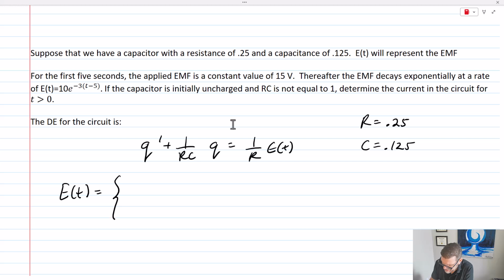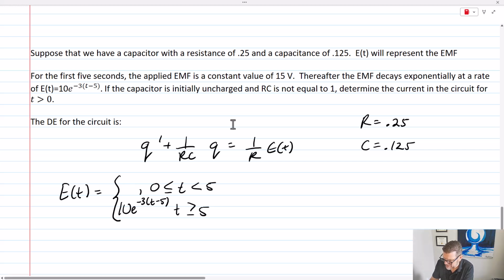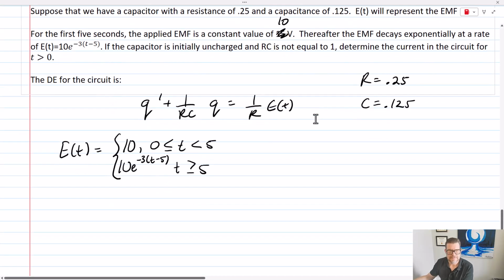Now, E of t in this case is actually even simpler than the last one. We can see the EMF has an applied value of 15 for the first 5 seconds, so that's t greater than or equal to 0 and less than 5. And then at t greater than or equal to 5, it decays exponentially: 10e to the negative 3 times t minus 5. And to make this continuous, why don't we change the 15 to a 10? It'll start out at 10. Otherwise, it's not piecewise continuous. And so now that's going to be our E of t.